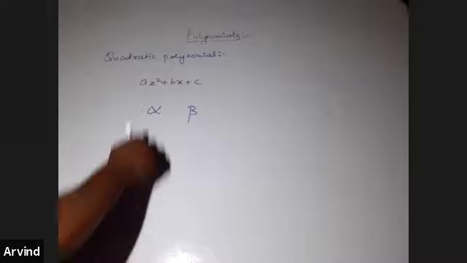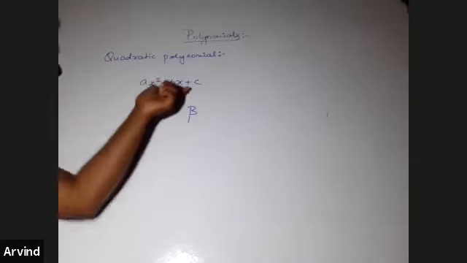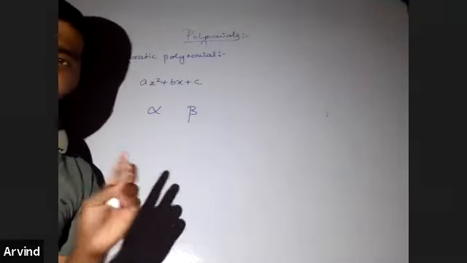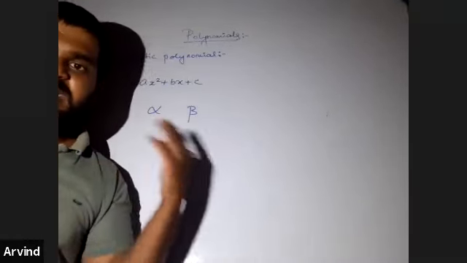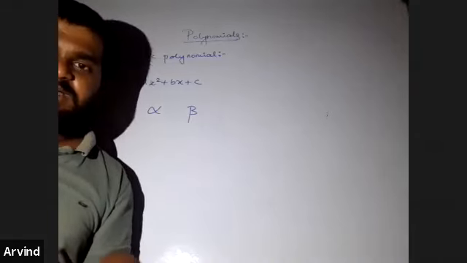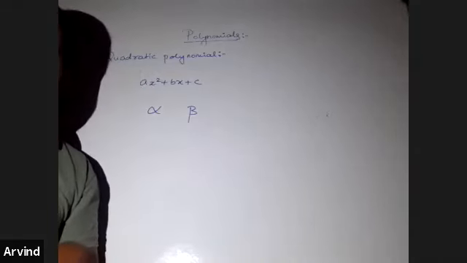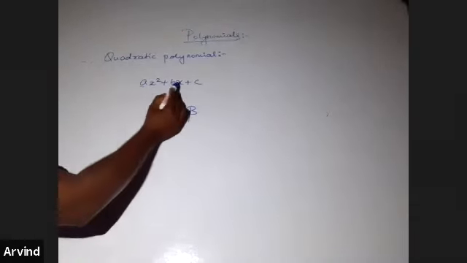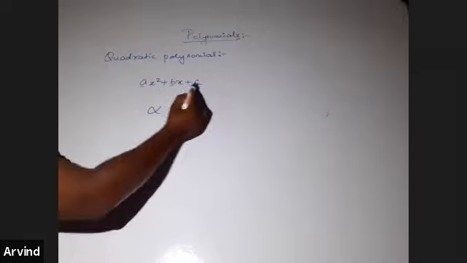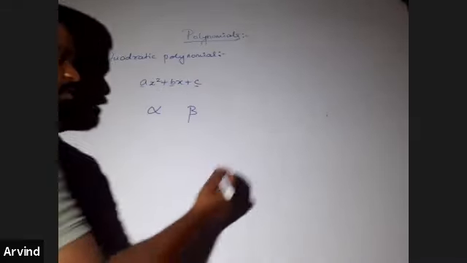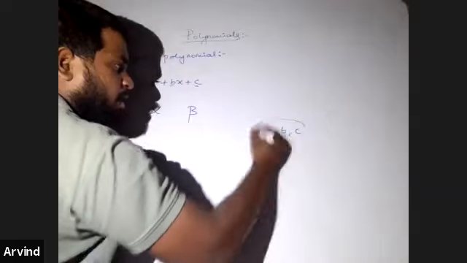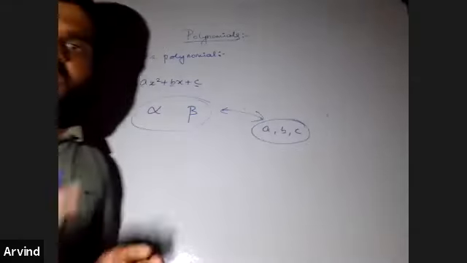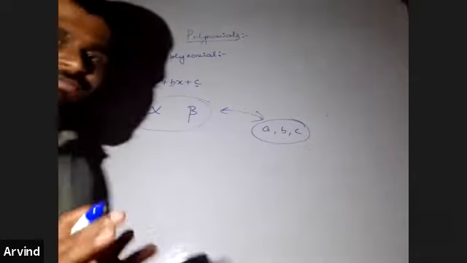What are this alpha and beta? Zeros of this polynomial. We know it has 2 zeros. I have taken one as alpha, the other one as beta. Is it clear for everyone? Okay. Yes. Now you can see the coefficients. For x square the coefficient is a, for x the coefficient is b, and the constant number is c. There is a relationship between a, b, c and these zeros. Okay, what is that relationship? We don't have the derivation.